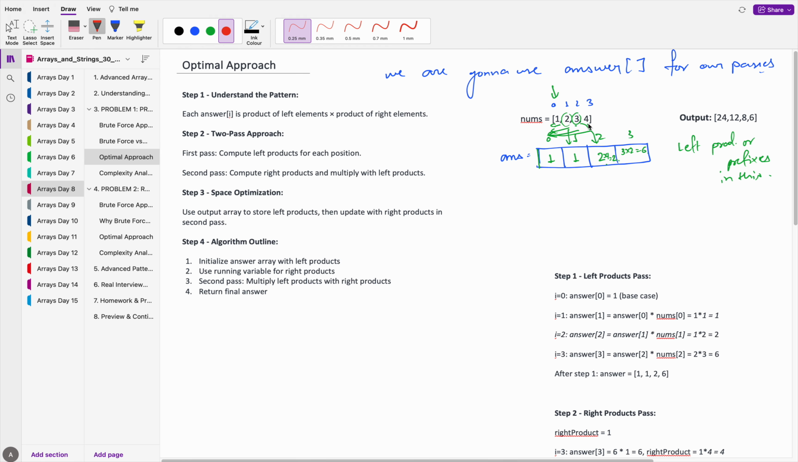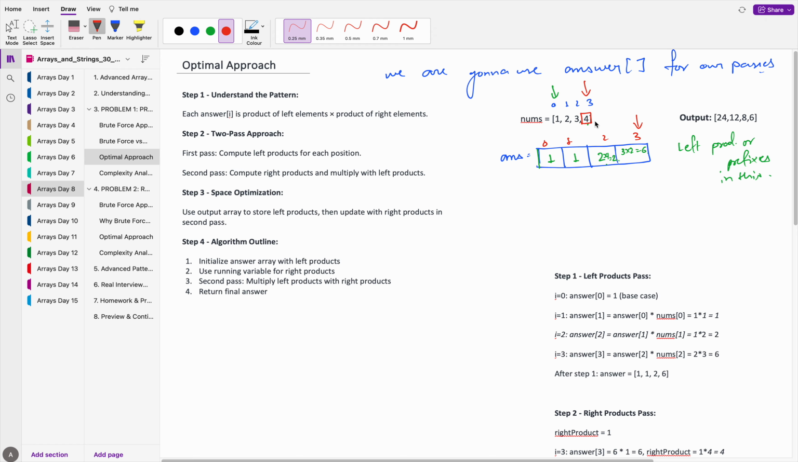Because for this 4, do I have all the left products or not? है या नहीं है? Yes or no? 0, 1, 2, and 3 index. Yes, if I were at the last index, then for this item 4, we have all the left products. So how can I put here the value of right product also?